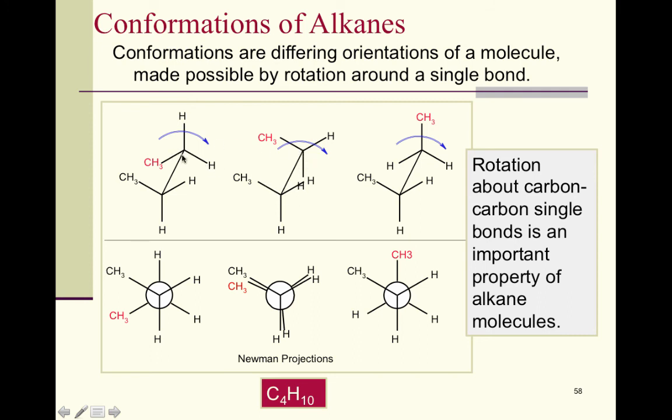Well, this conformer, and this is one conformer, and this is a second conformer, and we can rotate it again. This is a third conformer. All a conformer is, or different conformations, is taking the same molecule and bending and twisting it. It doesn't change the identity of the molecule at all. It just changes where they are relative just by spinning it. So these are all still butane. Rotation around a carbon-carbon single bond is an important property of alkane molecules. Alkanes have free rotation around a single bond.